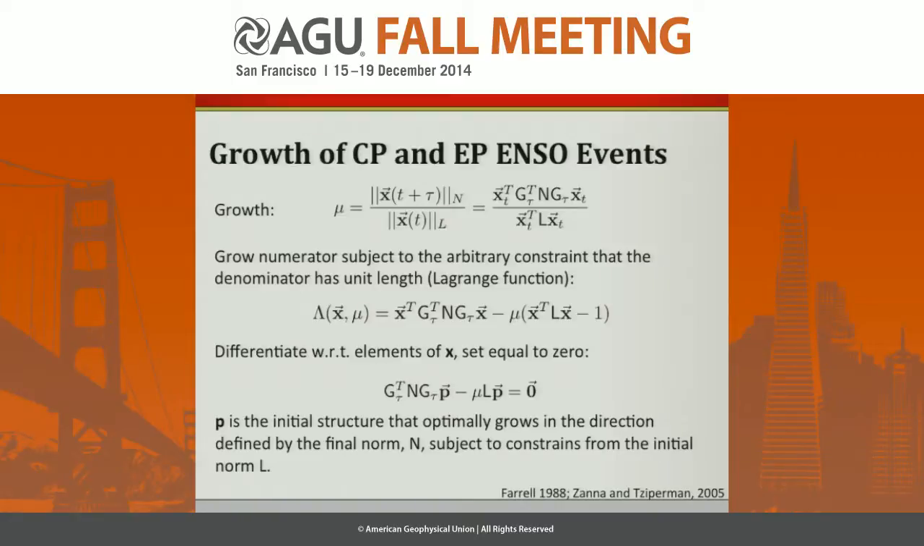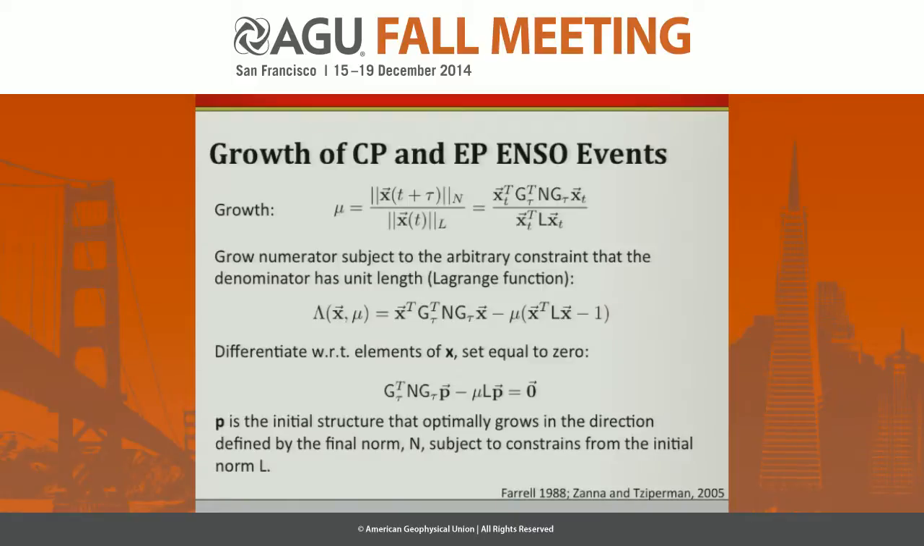And in our case, I have no reason to specify an initial structure, so we're going to use the identity matrix for L. But we are going to specify this final norm kernel, N, as looking at growth in a particular direction, and those particular directions are going to be the Central Pacific or the East Pacific ENSO directions. So we want to grow the numerator with respect to an arbitrary constraint that we just set: the denominator equal to a length of 1.